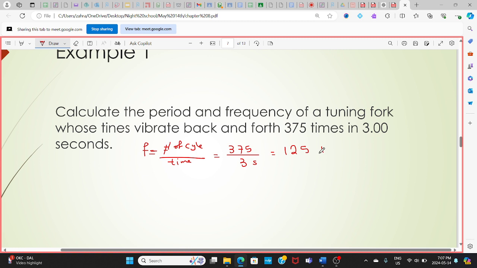Direct 25, 1 over a second. If you want to find the period, it's going to be 1 over frequency. You've got your frequency, right? 125. And that would be seconds. Okay? Any questions?